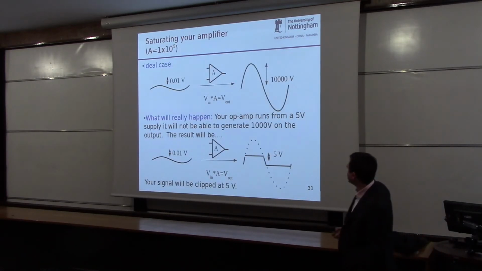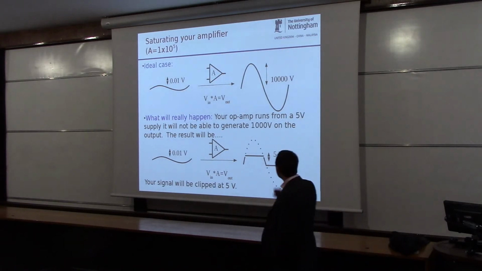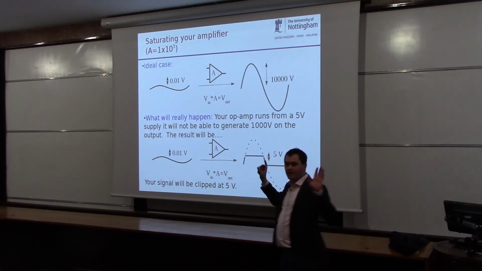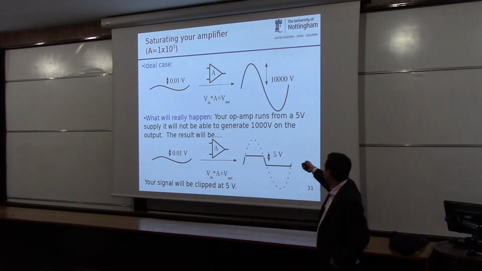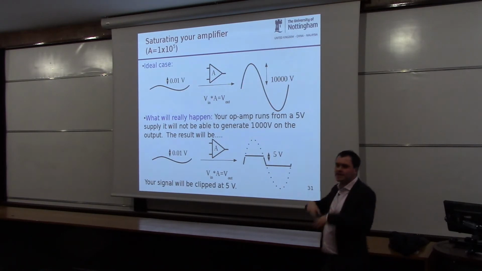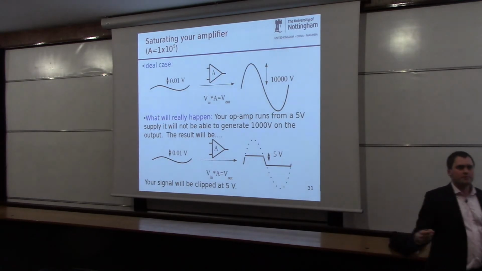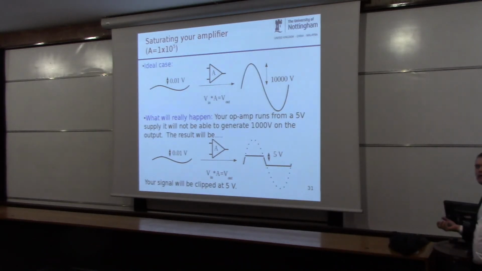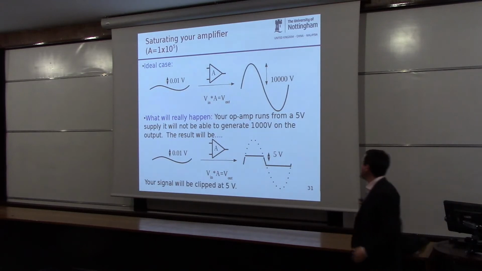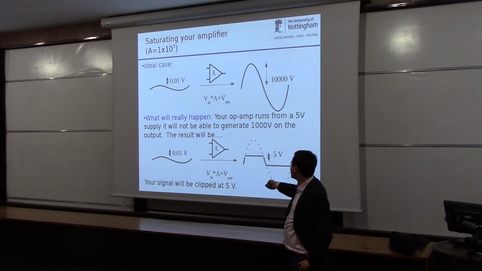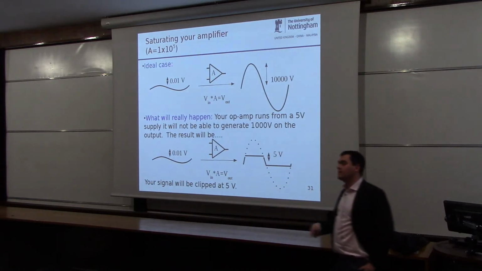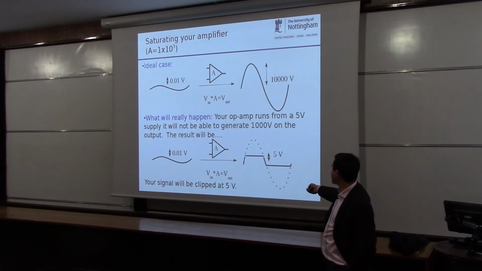What actually happens is something called saturation. Okay? So here's the ideal case. We put in 0.01 volts and we get out of our op-amp 1,000 volts. And this clearly is not going to happen. In the real world, we're running our op-amp off a 5-volt supply. So what actually happens is this. You put in your 0.01 volt signal, and the op-amp tries to give you 1,000 volts, but it can't. So it goes up to its maximum supply voltage, 5 volts, and then it goes, oh, I can't give you any more.